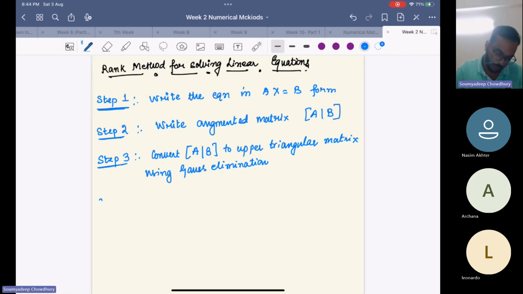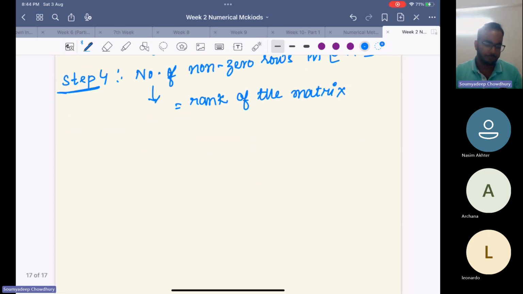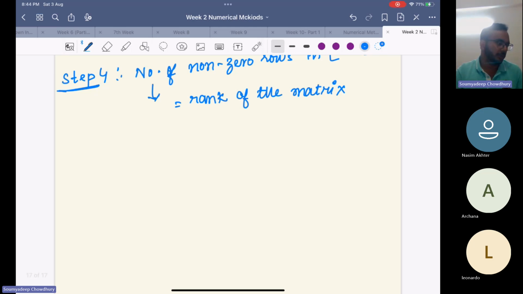Using Gauss elimination. In the fourth step, we find out the number of non-zero rows in the augmented matrix. So this number of non-zero rows in this augmented matrix after converting it into upper triangular matrix is equal to the rank of the matrix. Okay. So here, once you get the rank of the matrix, you have three kinds of solutions, right?